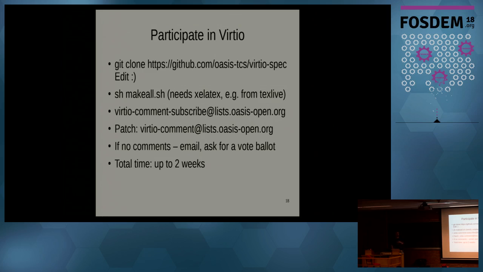By the way, if you want to participate in Virtio or work on the Virtio specification, or you have a new feature or a new device that you want to add, this is actually quite easy and also fun. You basically just download the specification source from GitHub. You edit it. It's LaTeX, so you have to build it, compile it, and look there to make sure it looks right. And once you've done this, you basically just subscribe to the Virtio comment mailing list.